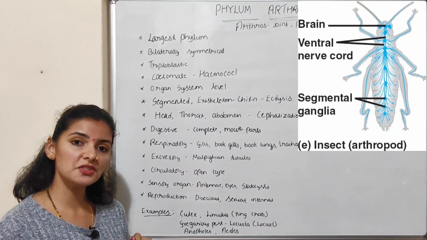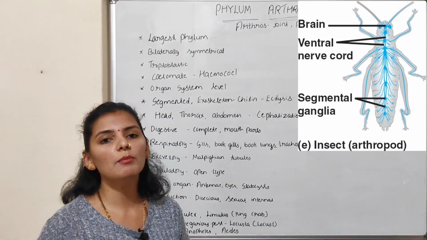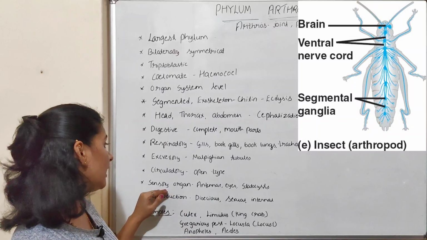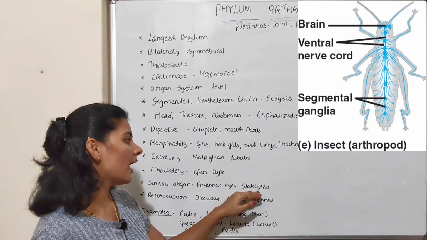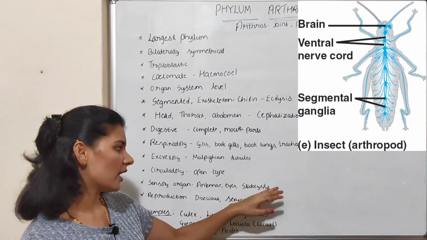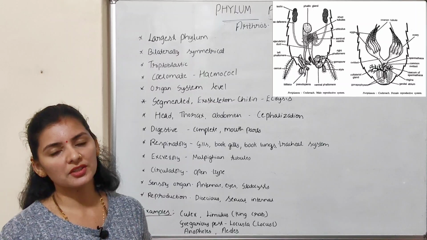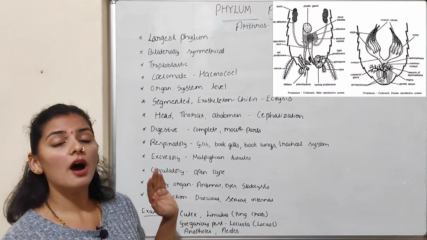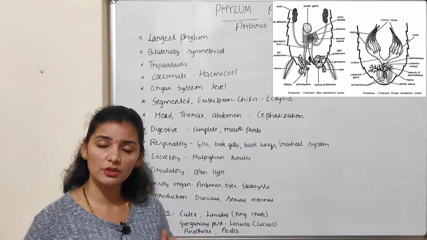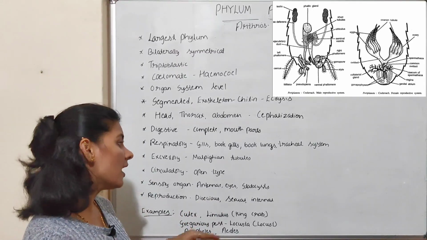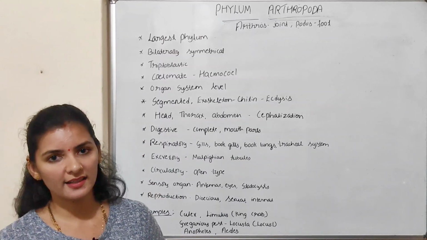If we talk about the nervous system, arthropods have a dorsal brain connected to a double ventral nerve cord, and they have sensory organs like antennae, eyes which may be simple or compound, and the organ for equilibrium known as statocyst. If we talk about reproduction, arthropods always reproduce by the sexual method, and they are dioecious. Dioecious means sexes are separate, and fertilization is internal. Development is direct in some species and indirect in others.